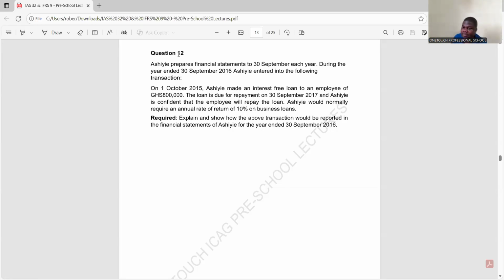So let me come here. Interest-free loan and subsidized loan, we treat it separately. But the concept is that once you give an interest-free loan, there's nothing like an interest-free loan in accounting. The accounts people will say that there's no free lunch.